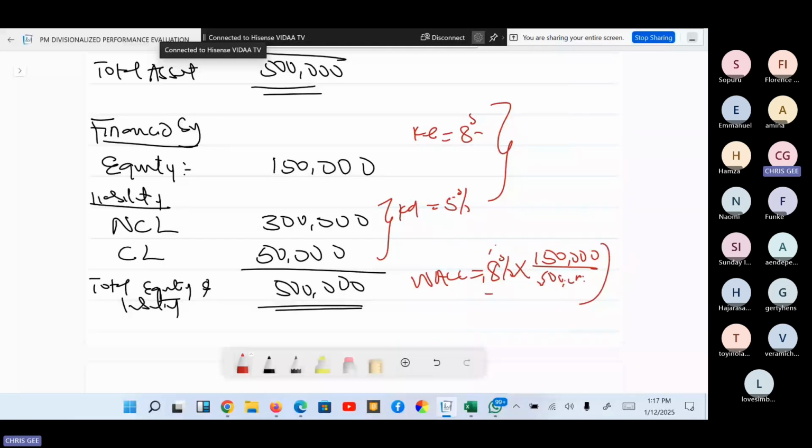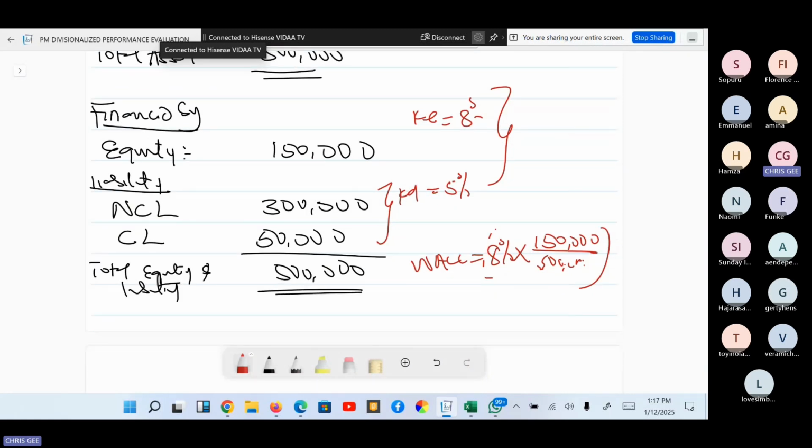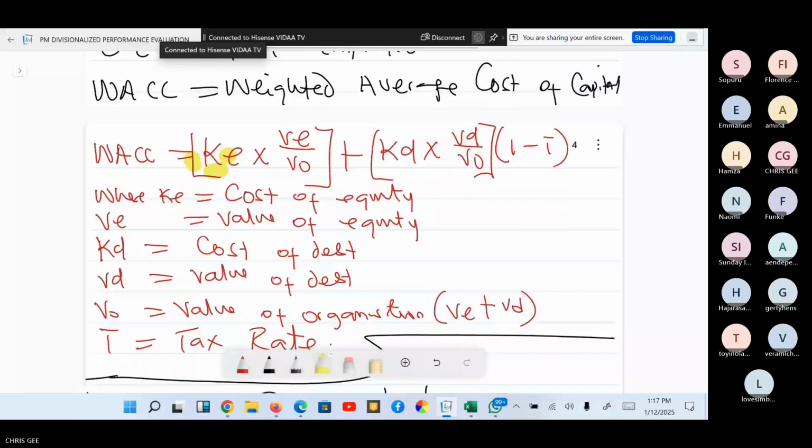And if I come to the debt part, what will I be doing? I will say 5% multiplied by what? This 2 is how much? 350 divided by 500. That's what we are saying. But even at this level, you don't even have to bother yourself. In the exam, your examiner will tell you what the cost of equity is. Your examiner will give you cost of equity.